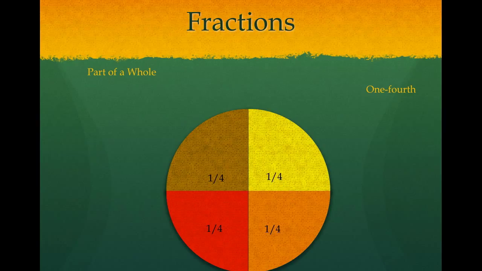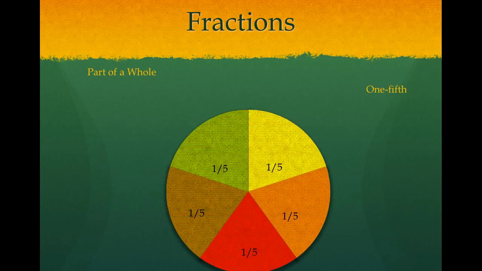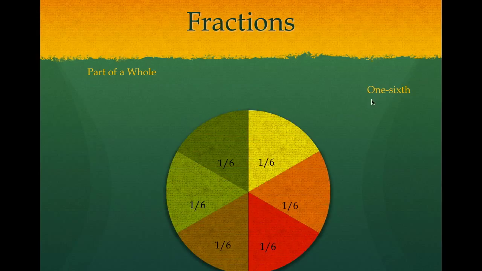Similarly, if we divide it into 5 parts, we will have 1/5 for each part, and each part will be represented by the fraction 1 by 5. Similarly, if it is divided into 6 parts, then each part is called 1/6 and is represented by the fraction 1 by 6. So we saw examples of fractions as 1 by 2, 1 by 3, 1 by 4, 1 by 5 and 1 by 6. And we named each of the fractions as half, 1/3, 1/4, 1/5, 1/6.